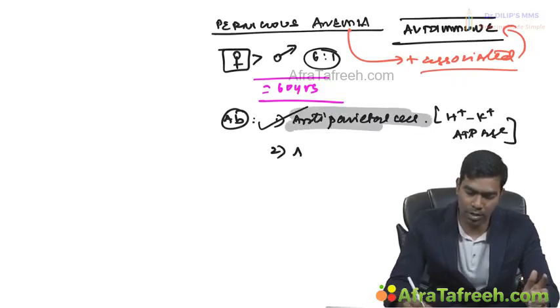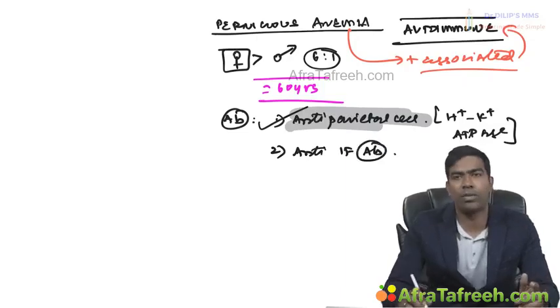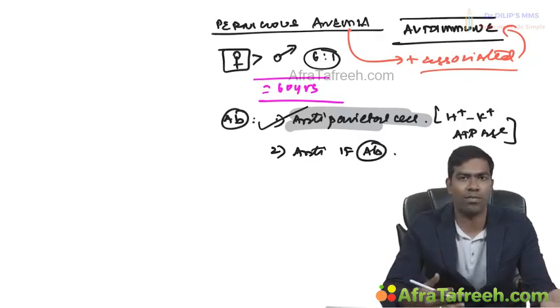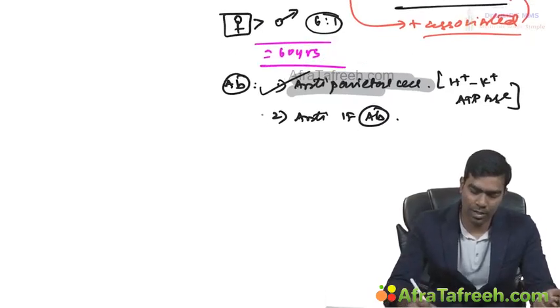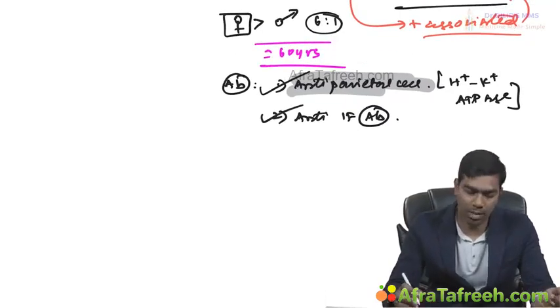And the second one you are going to call anti-intrinsic factor antibodies, which means these bind with the intrinsic factor and prevent the intrinsic factor from binding with B12. So B12 will not be absorbed in this scenario. So these are the two antibodies that are present.